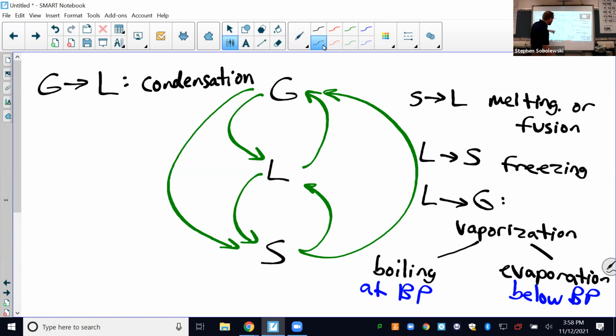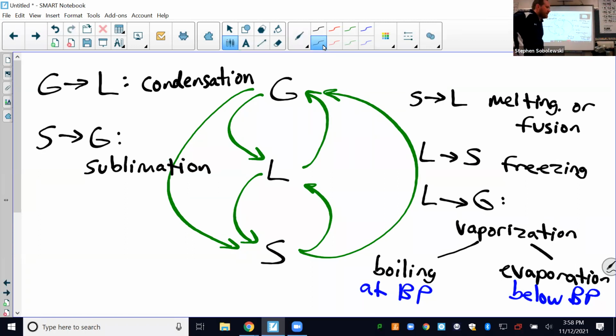This leaves the two long ones, the solid all the way up to gas, the gas all the way down to solid. You may have heard of solid to gas. Solid to gas is sublimation. Solid skips directly to a gas. Now, not every substance does this under normal conditions. There is a famous one that does, though. Wonder if you know what it is. Well, it's CO2. CO2 undergoes sublimation. It skips the liquid phase.